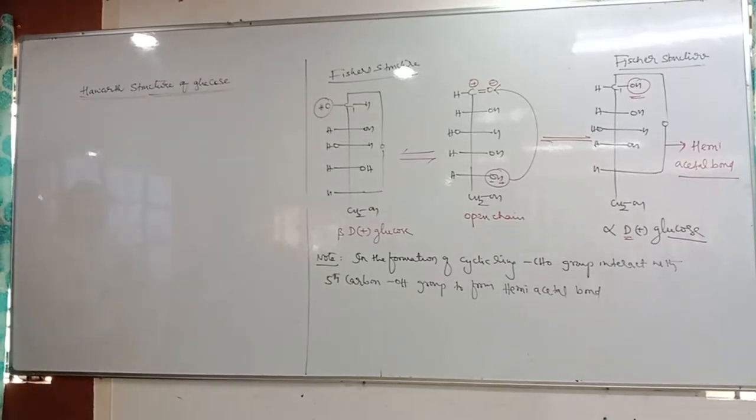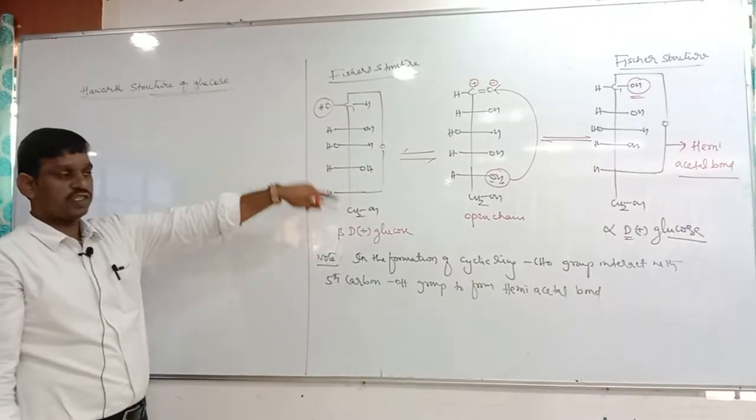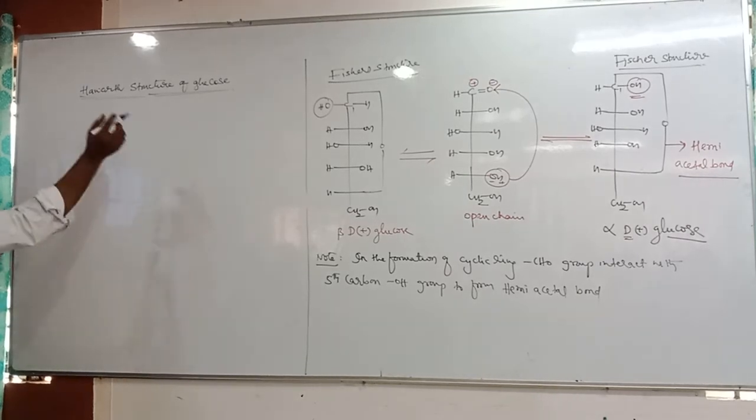Haworth structure of glucose. To write the Haworth structure, you need to remember two important points. Moreover, these Haworth structures should be written from the Fischer structures. If you know the Fischer structures, you can write the Haworth structure. Therefore, there are two important points.